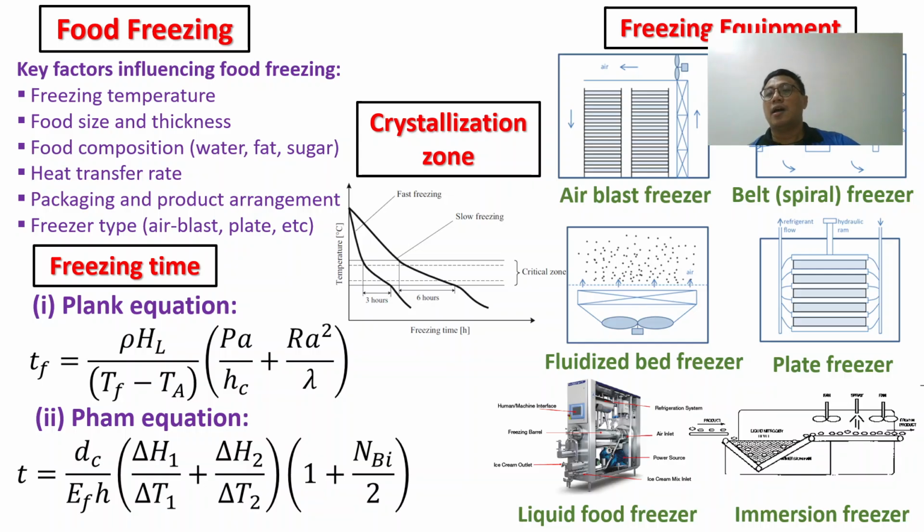Another type is a belt freezer. It can be a spiral type belt. It can be a horizontal belt. It can be a double belt.